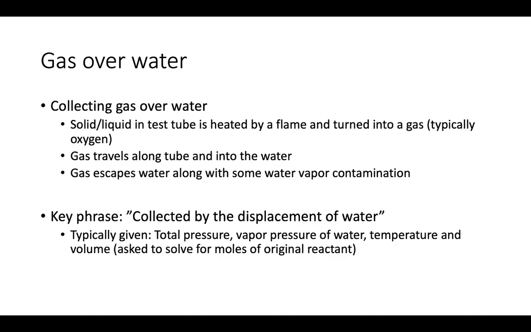And oftentimes you will be asked to solve for moles of the original reactant, right? So you'll solve first for your pressure of oxygen. Then using the ideal gas law, you'll typically convert from pressure of oxygen to moles of oxygen. And then using your balanced chemical equation, you'll convert from moles of oxygen to moles of your original reactant. Okay, those are your main 3 steps for your textbook gas over water problem.